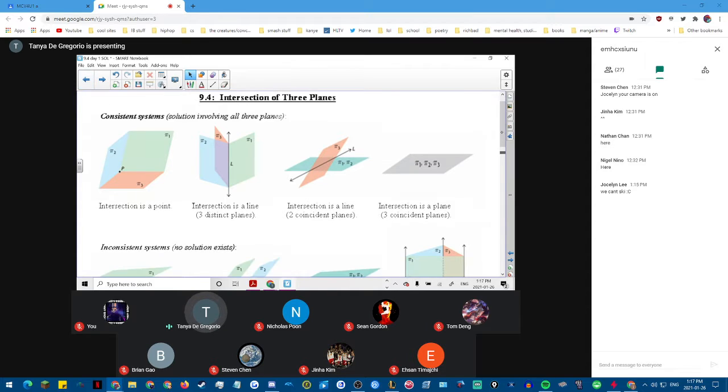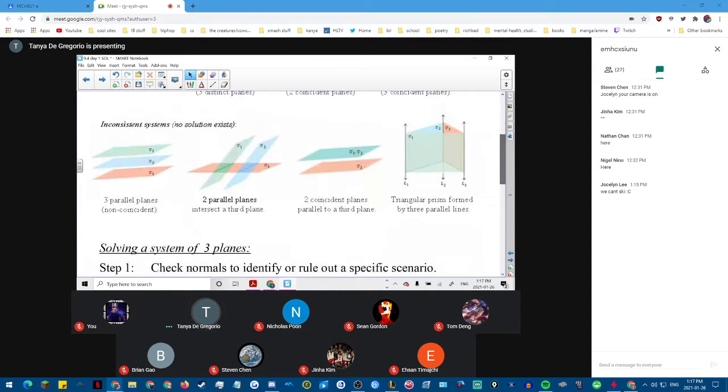Okay, so what about if it's inconsistent? Well, if you have any 2 of the planes being parallel, you know that your system is going to be inconsistent. So when you look at your 3 planes, if 2 of them have normals that are scalar multiples, automatically you know that it's part of an inconsistent system. There's no solution. So here we go. I've got 3 planes that are parallel, and there's no solution. They don't cross at all.